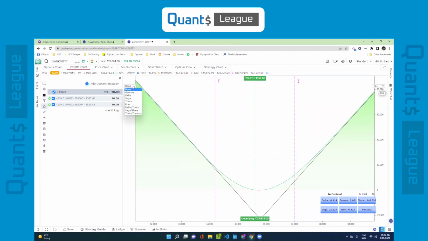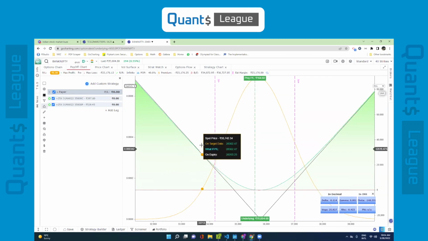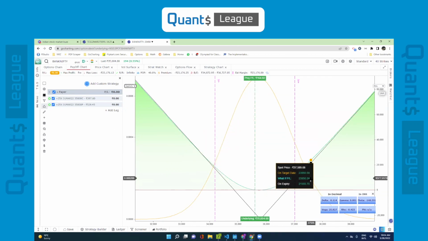So if I want to look at the strategy Greeks across strike prices, I can choose gamma from the left hand axis, and this particular yellow line is giving me the gamma of this particular strategy or straddle that I've created across the strike prices.